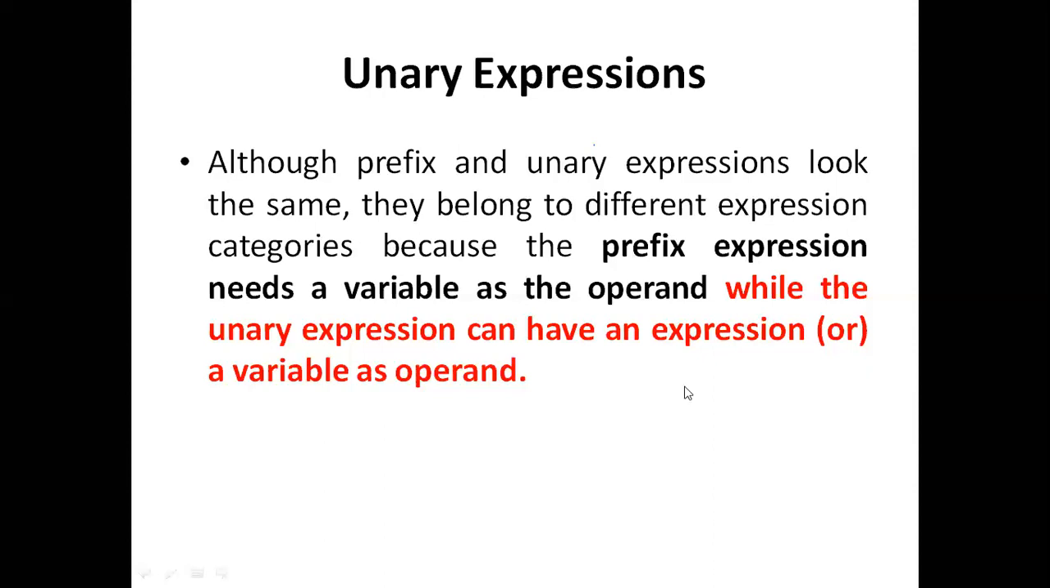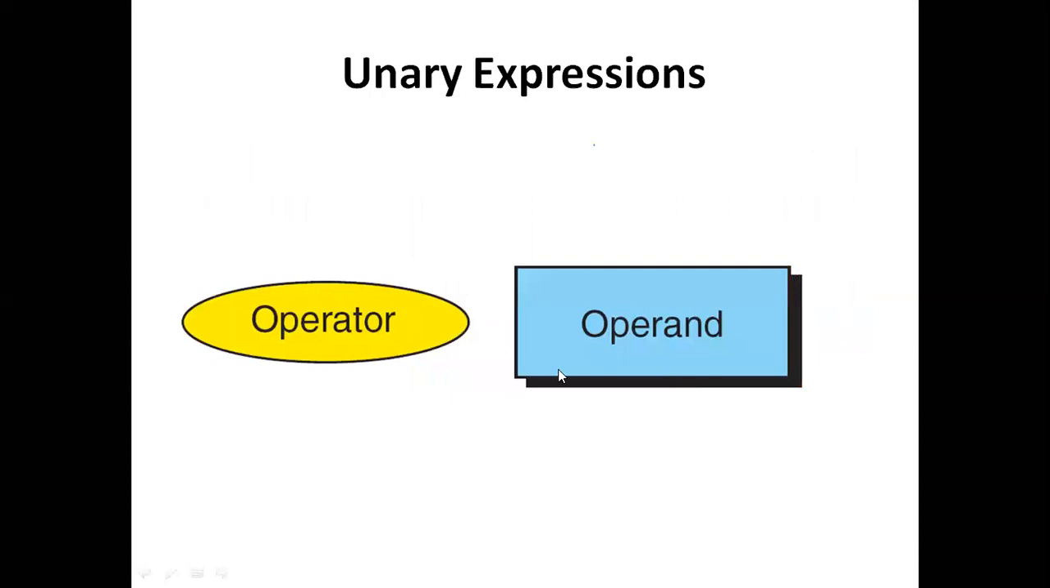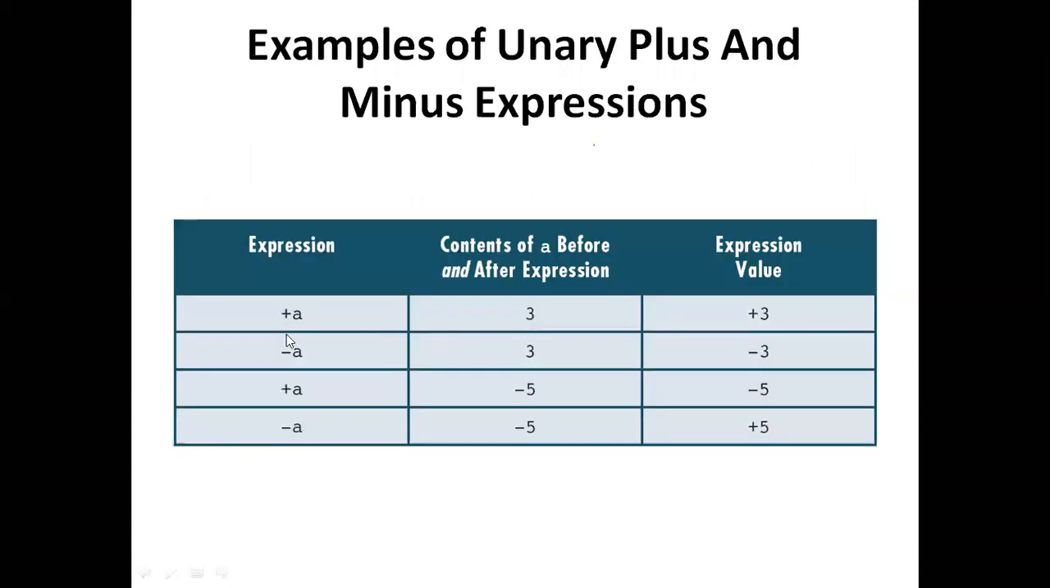An operator followed by an operand, we are going to call a unary expression. Here, plus a: suppose a is 3, then the expression value is plus 3. If the value of a is 3, then minus a has the value minus 3. Plus a, here we are applying minus into plus, and so the expression value is minus 5.